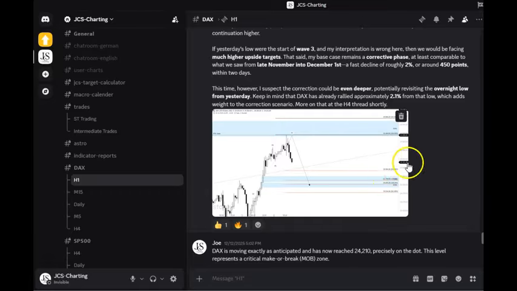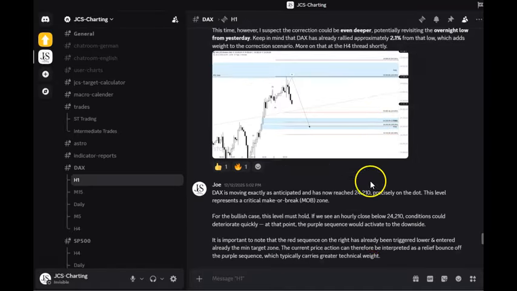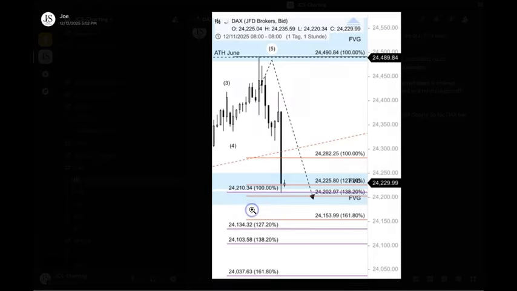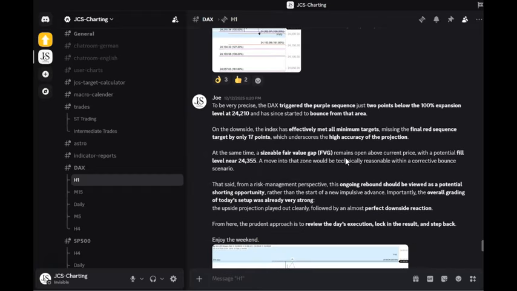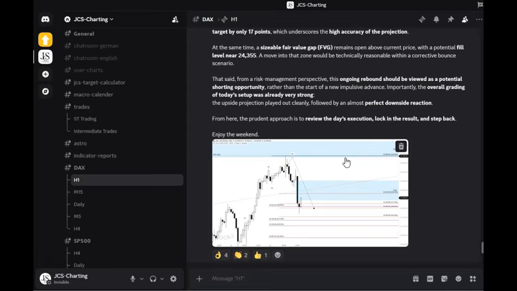We identified a red sequence quite early that got hit, and then we hit basically all minimum targets straight away. We took profits.